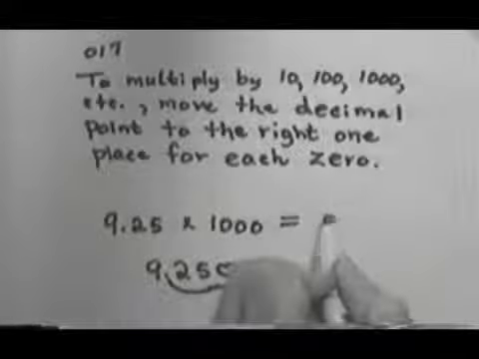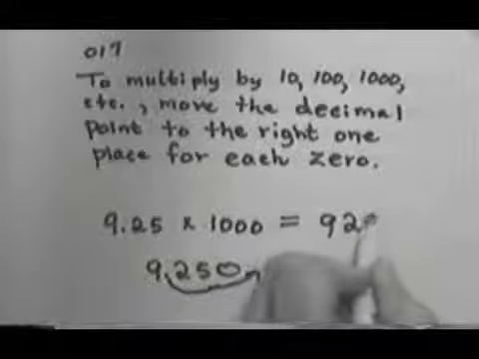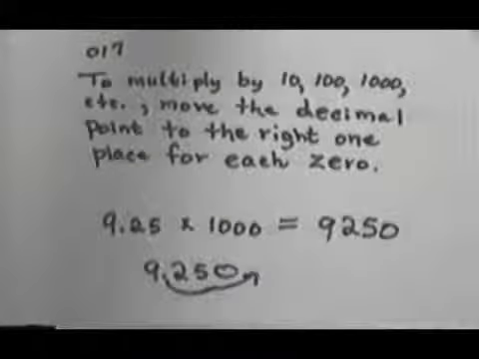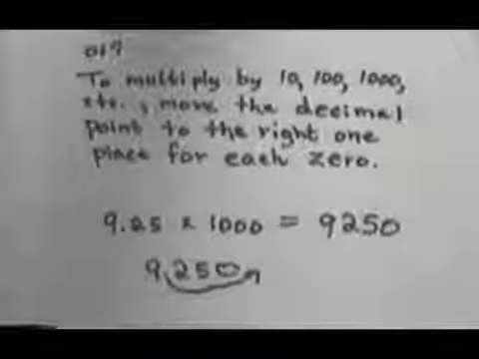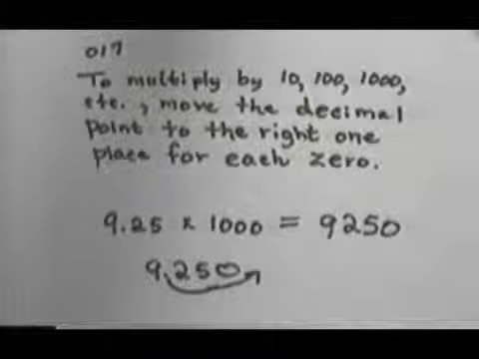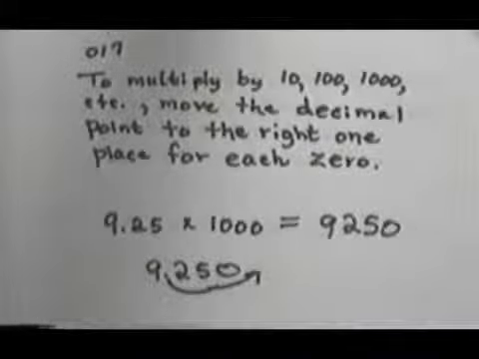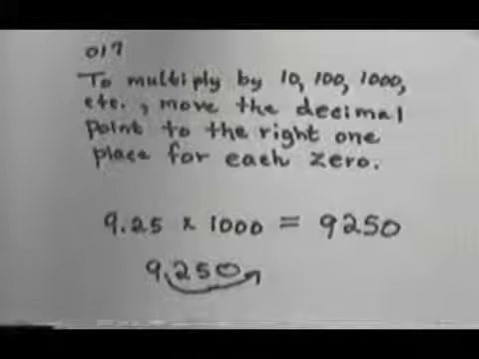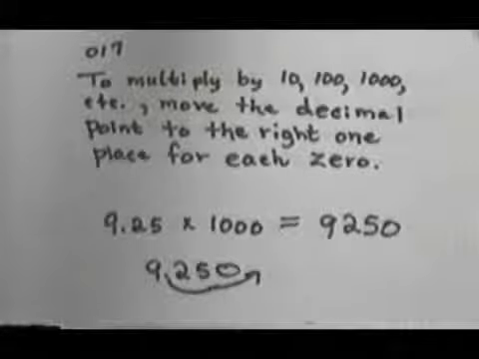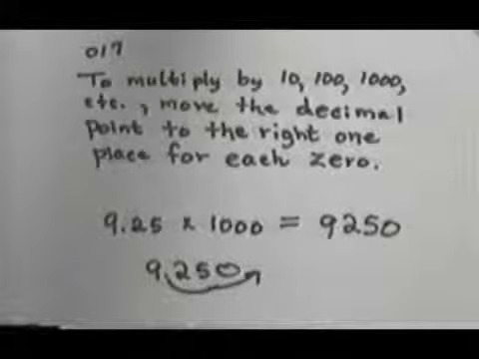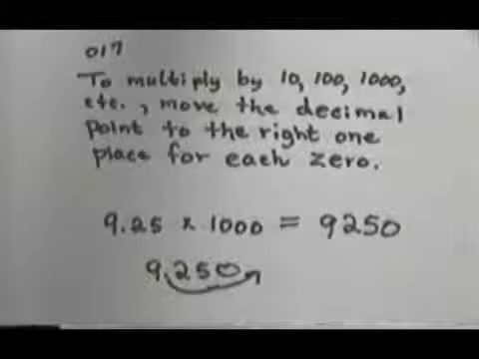And that gives me 9250. So my answer would be 9,250. Now this doesn't save me a lot of time. I could actually write down 9.25 times 1,000 and multiply that out pretty quickly. So if you prefer doing it that way, that would certainly be fine.